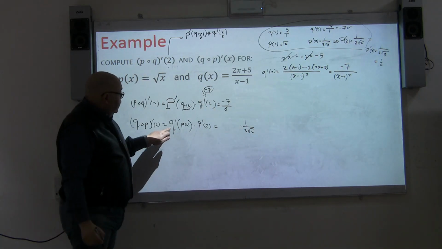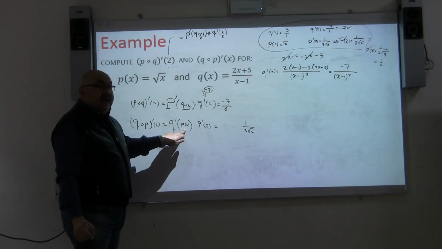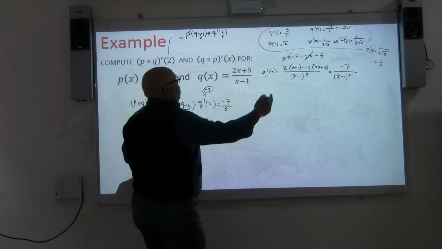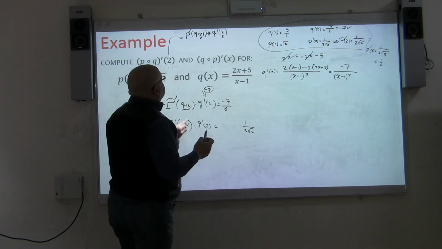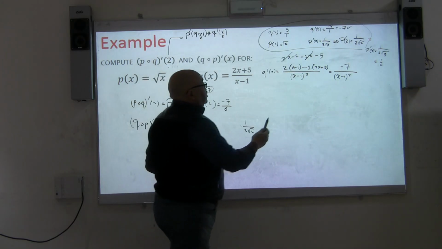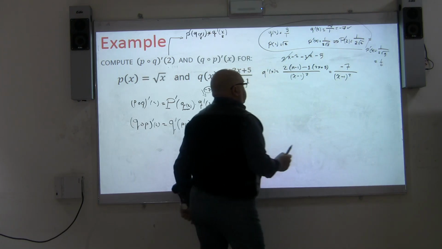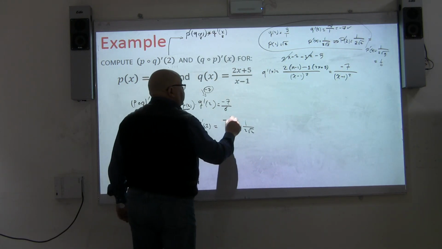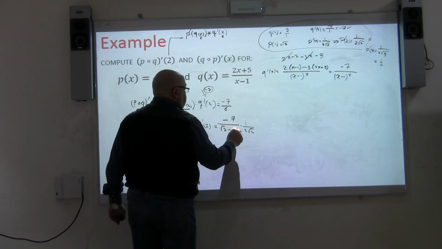The problem now is I want to get q dash, but at the value of b at the number 2. The value of b at 2 is root 2. So I want to get q dash at root 2. That's q dash. So all I have to do is to make a substitution. So it's going to be negative of 7 divided by root 2 minus 1, squared.